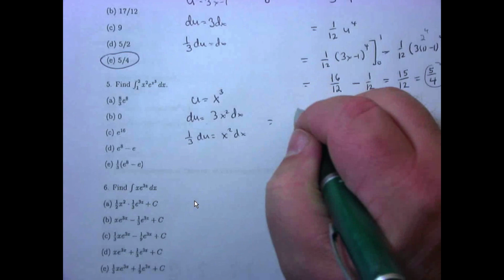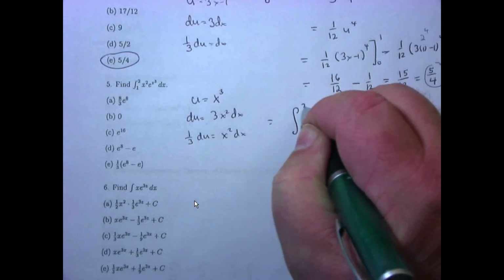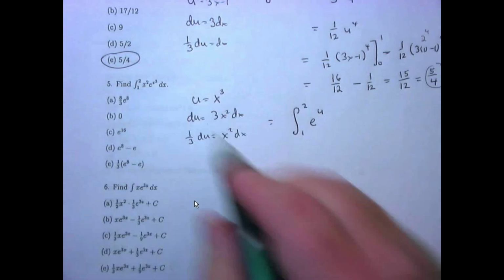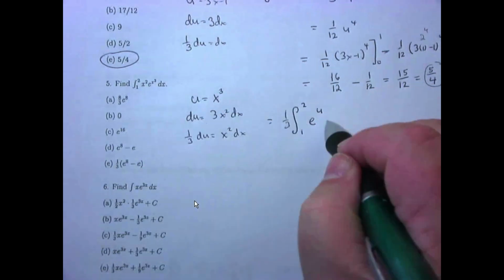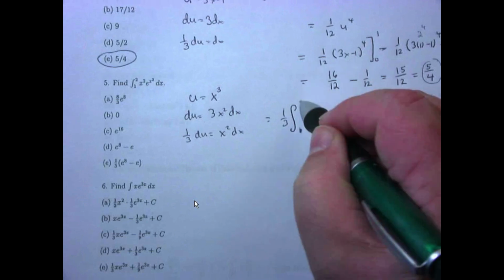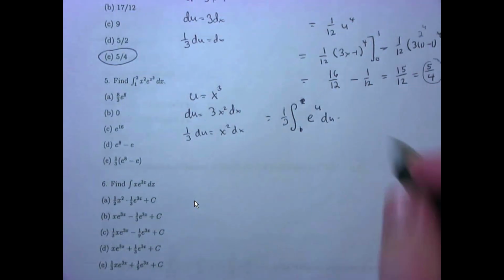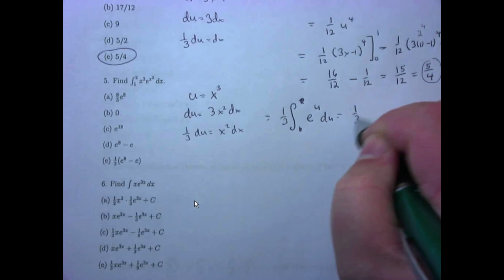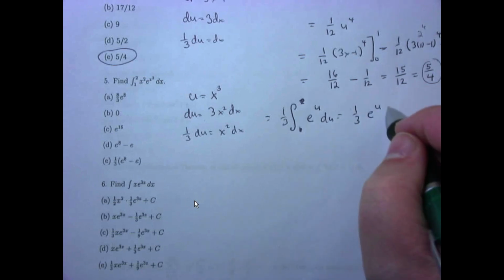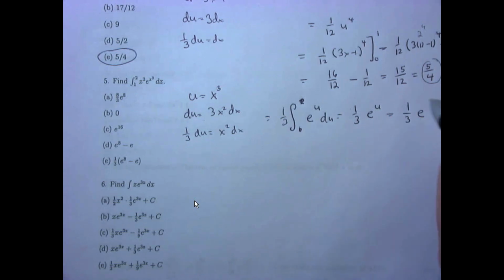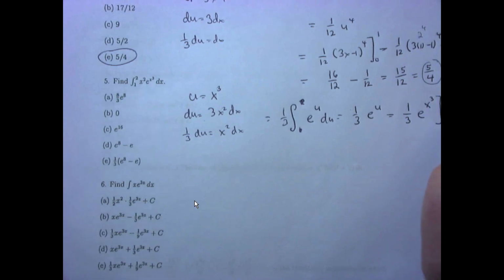So this is equal to the integral from 1 to 2 of e to the u, and the x squared dx gets replaced with 1/3 du. And I don't have bounds in u, I'm going to switch my bounds later. All right, so what's the integral of e to the u du? This is 1/3 e to the u, no plus c because I have bounds, but I've got to back substitute first. So this is 1/3 e to the, what was u equal to? x cubed, evaluated from 1 to 2.